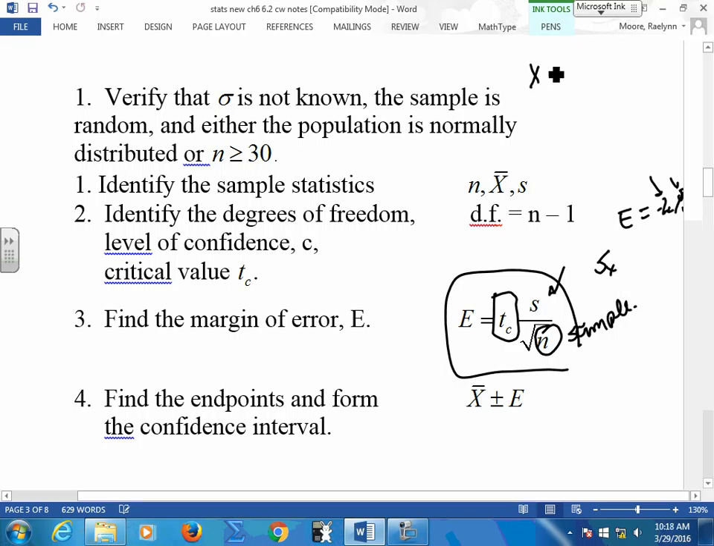Our other one was this. And E was this. Because we knew our population standard deviation, we had to find this. This can't happen anymore, because we don't know what your population standard deviation is. So because we don't have this, we can't do this either. We have to have a special little thing in here.